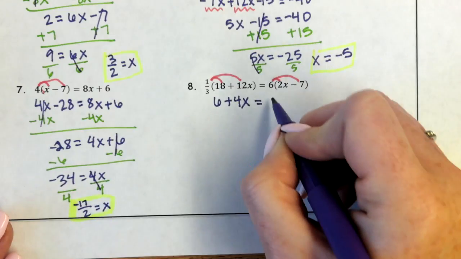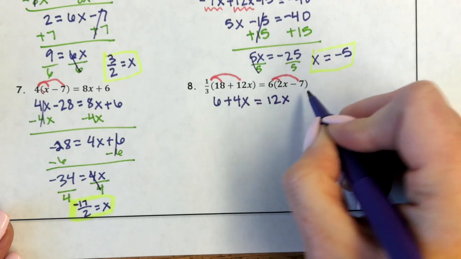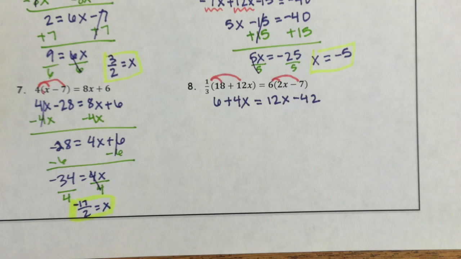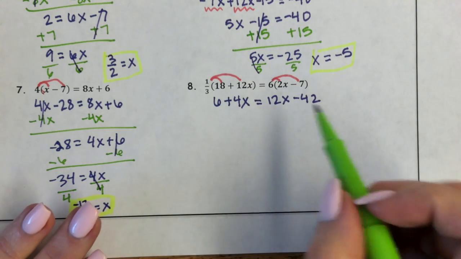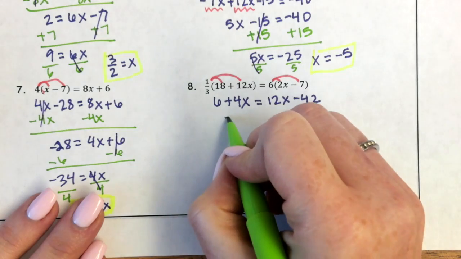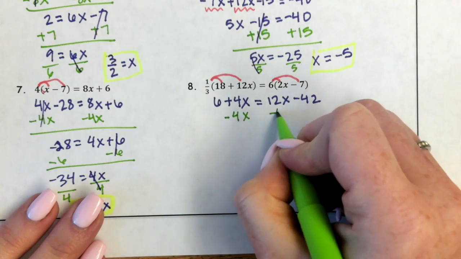Then 6 times 2 is 12x. 6 times negative 7 is negative 42. Okay, now I'm ready to send letters to one side, numbers to the other. So I'm going to look at my variables first, a positive 4x and a positive 12x. 4 is smaller, so I want to subtract that to move it to the other side.